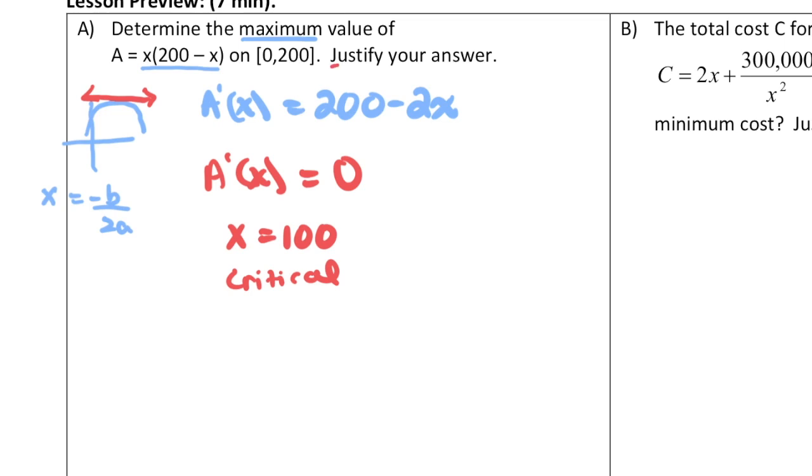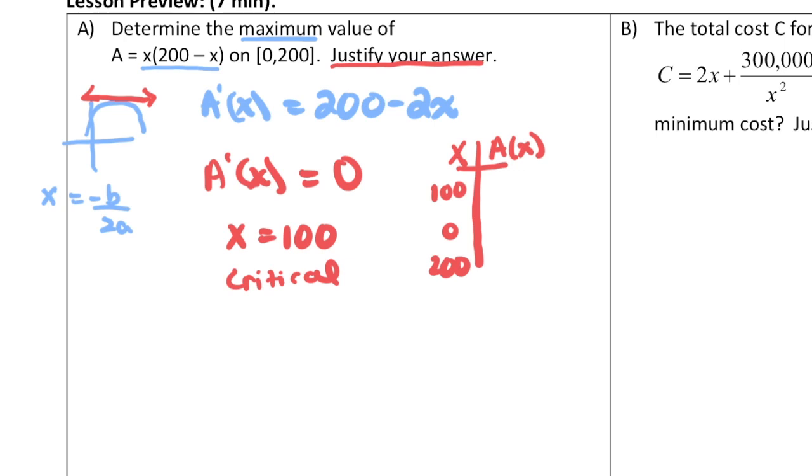Now, the directions say to justify your answer. There are a couple of different ways to justify your answer, but we're going to start with making a table of values. And in the table, you'll place your x and whatever you're trying to maximize. In this case, we're maximizing the area. So the justification is this table of values in which you place your critical numbers and the endpoints. You have your 0 and your 200.